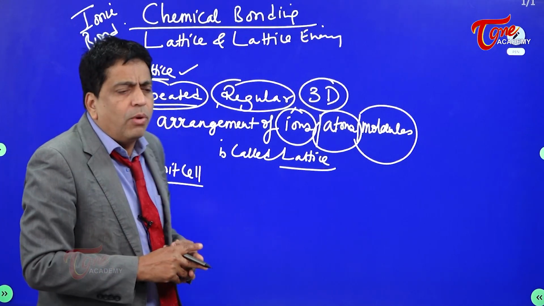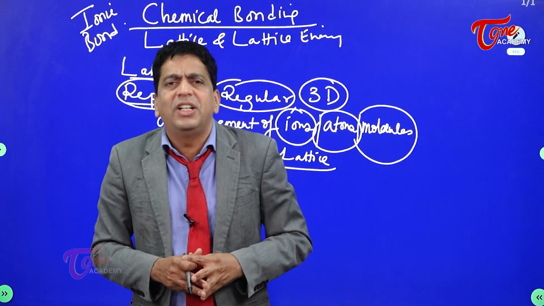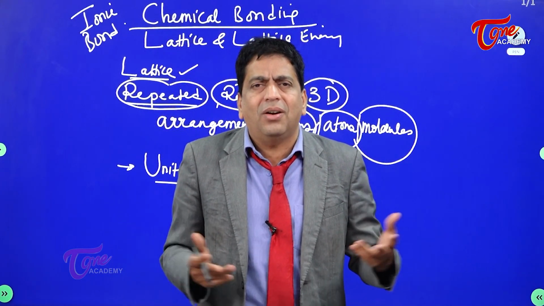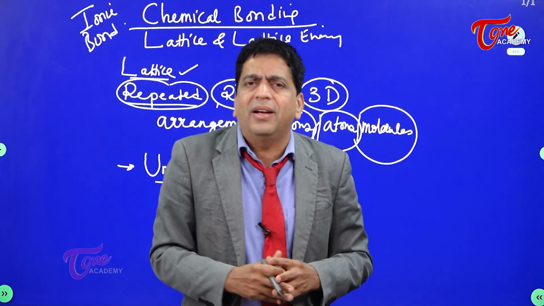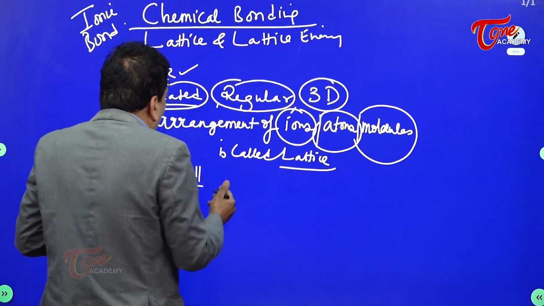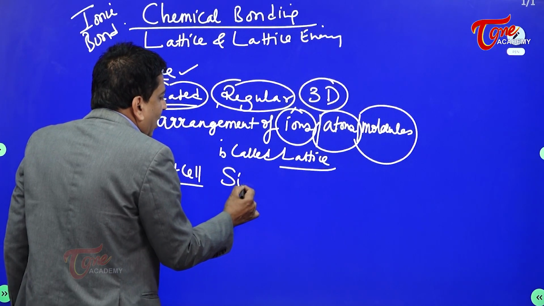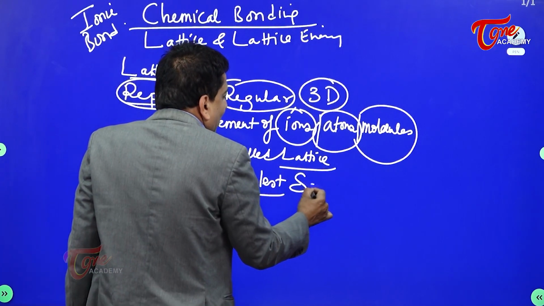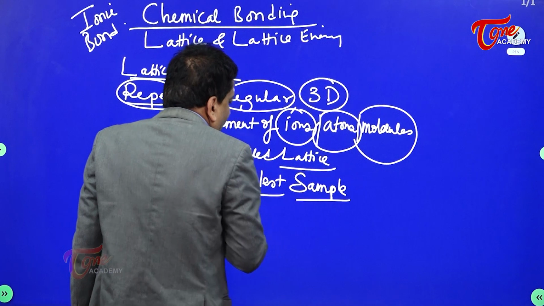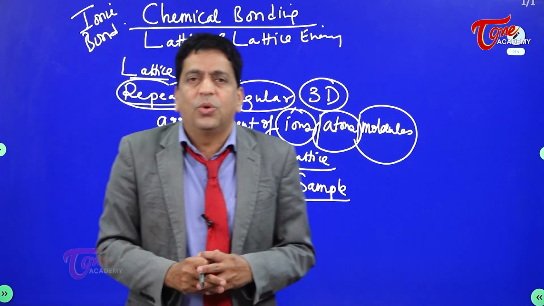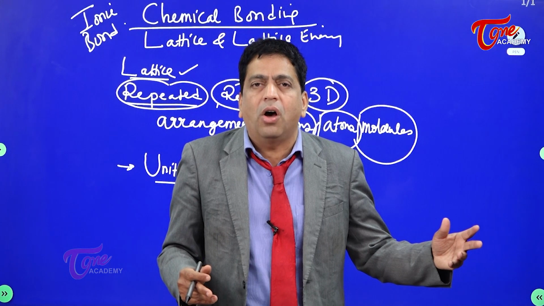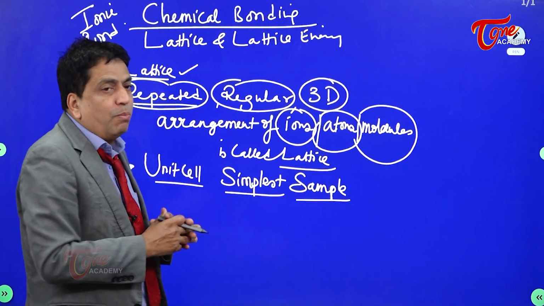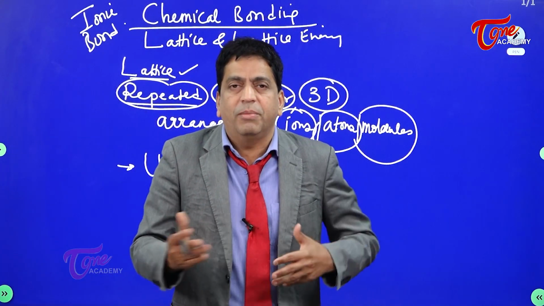So this is the shift I'm making, from lattice to what? Unit cell. Whatever things you will be speaking with respect to the unit cell, we are actually speaking with respect to the lattice. These are not two independent entities. Remember this: a unit cell is basically the simplest sample. The simplest sample of a wall is a brick. So unit cell or lattice, both are synonymous.